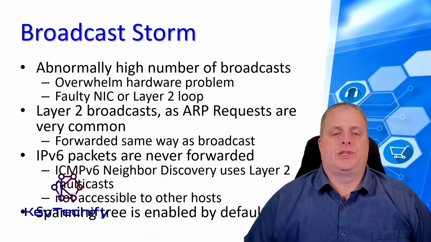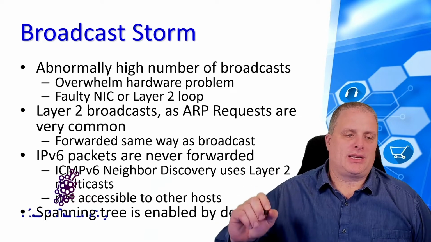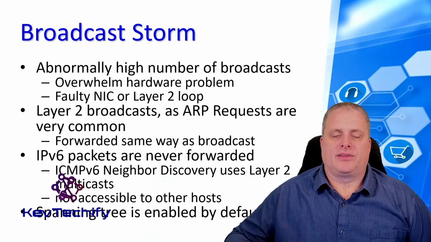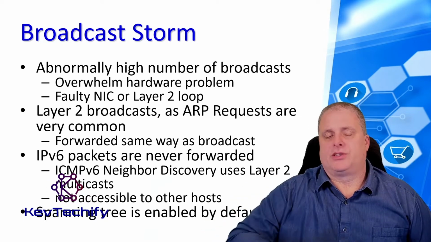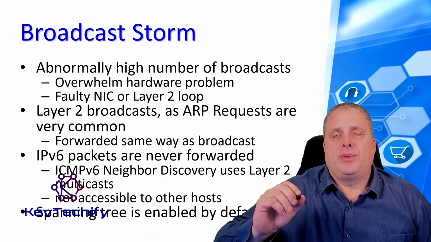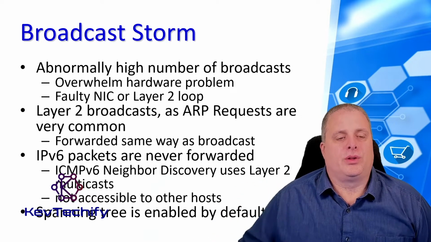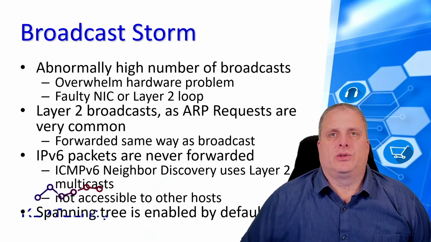In IP version 6, the packets are never forwarded. It has a completely different process. IP version 6 packets are never forwarded. The operating system just does not forward them. It's part of the operating protocol. ICMP version 6 neighbor discovery uses layer 2 multicast. It's not accessible to the other hosts on the neighbor.